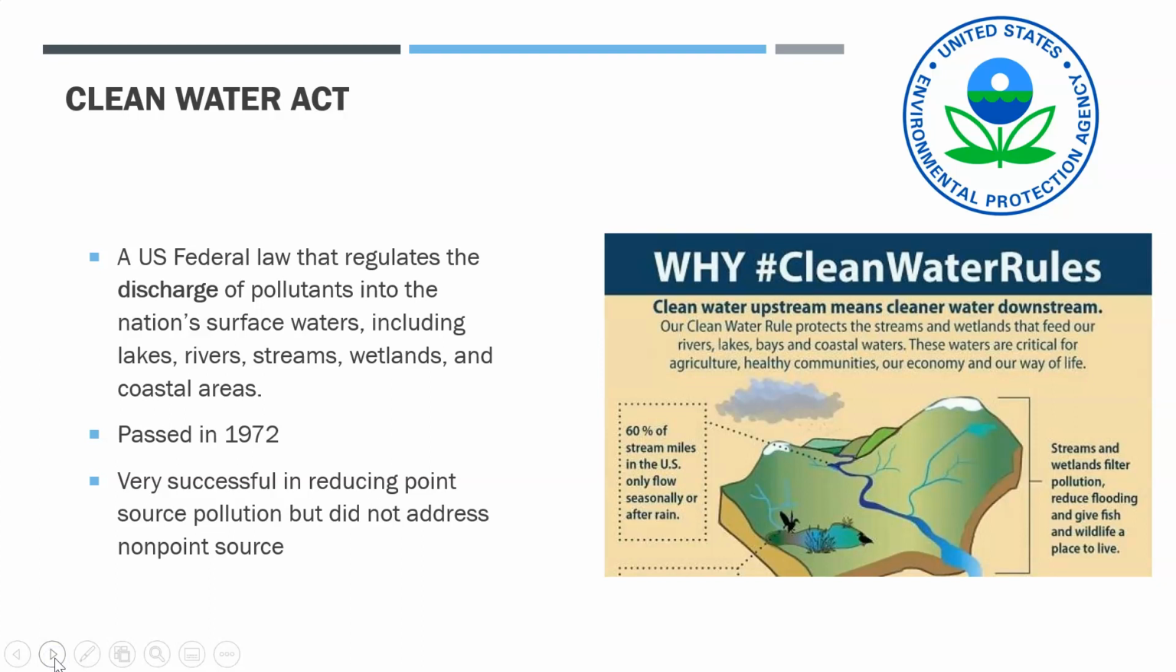In 1972, the EPA passed the Clean Water Act, which regulates the discharge of pollutants into the nation's surface waters. This includes lakes, rivers, streams, wetlands, and coastal areas. This was really successful in reducing point source pollution, again, because we know where it's coming from, but it did not address non-point source pollution.